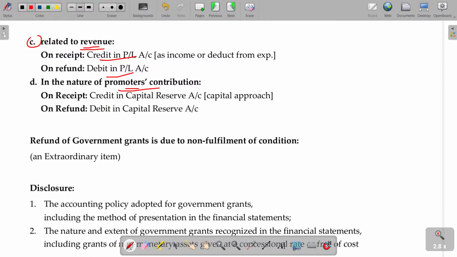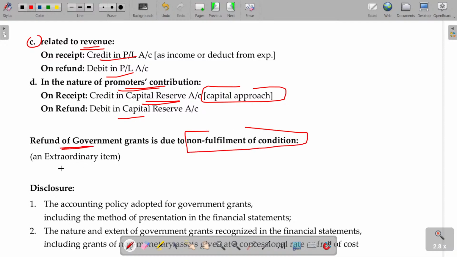Now, what happens, sir, in case of promoters' contribution? It is a capital reserve. It cannot be considered as the income approach, maybe the capital approach. And on refund, the capital reserve is refundable. Refund of government grant due to non-fulfillment of condition is an extraordinary item as per AS 5.